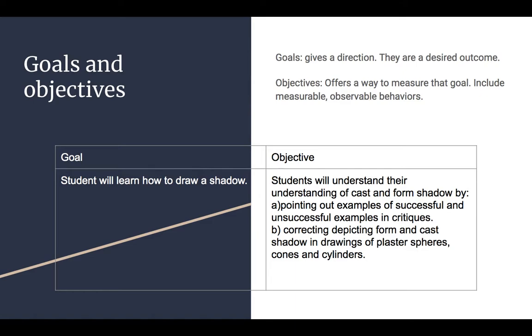And so a goal might be that an art teacher says the students will learn how to draw a shadow. But that's an aspirational, desired outcome, right? But what are the things that the students might need to do? A, they might need to point out examples of successful and unsuccessful shadows in critiques of other people's art. B, they might be able to correctly depict form and cast shadows in drawings of plaster spheres, cones, and cylinders. And so these objectives take that goal and make it more observable. How can I make sure that my students are moving towards this skill of being able to draw a shadow?